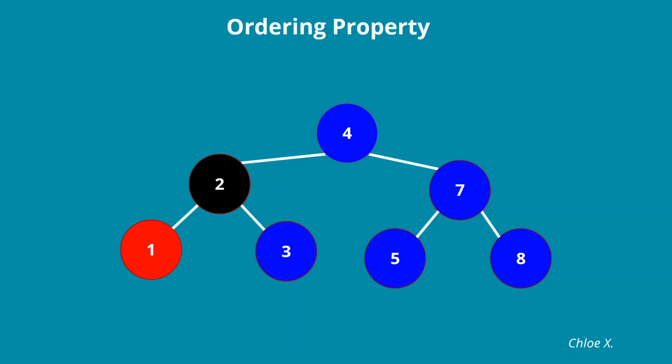Our current node is 2. We see that 1 is less than 2, which would also be less than 4 by the transitive property. That's valid. And we also see that 2's right child, 3, is greater than 2, but less than 4. This left subtree is valid because it follows the ordering property.